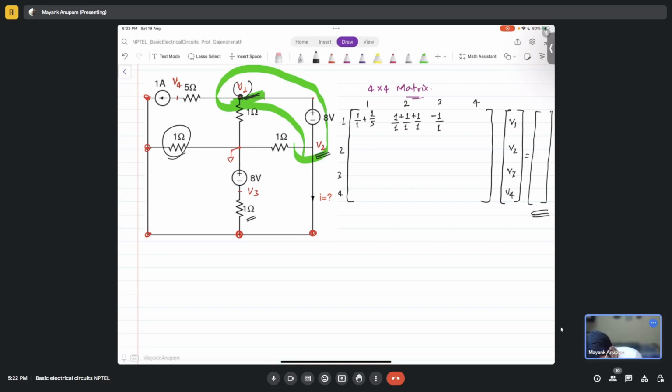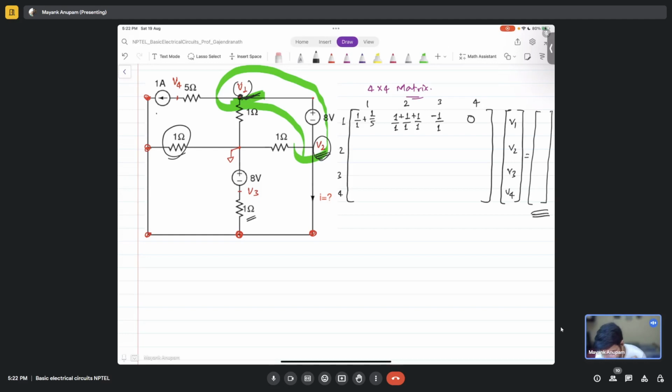V2 and V3. Again between V2 and V4, do we have a connection? We do not have anything directly. I mean, there is a current source, but again, that's not to worry about. All right, okay, sir, let's put a 0 here.